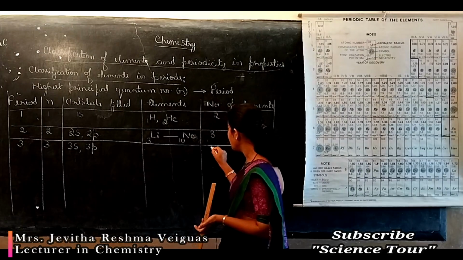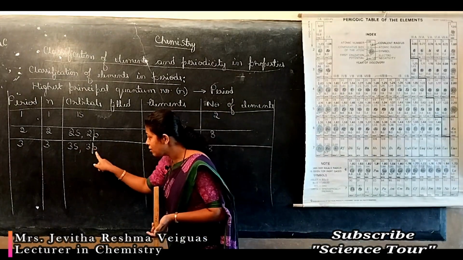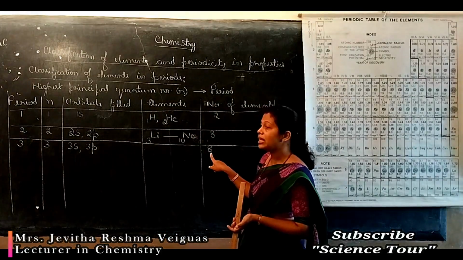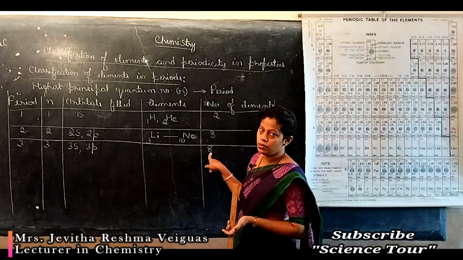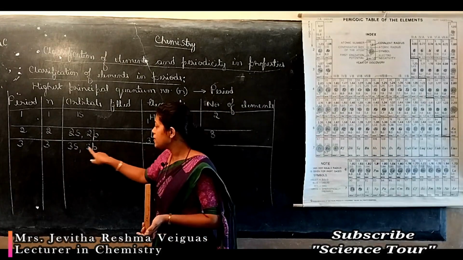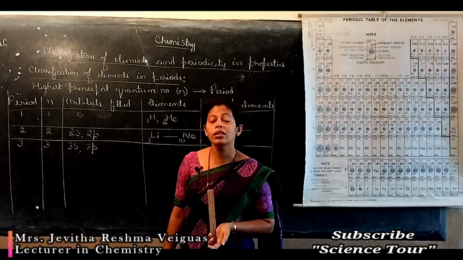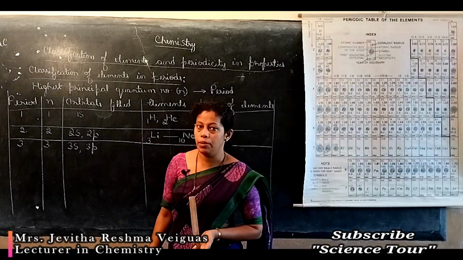So totally we have 8 electrons in 3s and 3p orbitals. So period 3 contains 8 elements. Totally 8 electrons can be accommodated in 3s and 3p orbitals. So 8 elements are possible in third period. Which are the 8 elements?